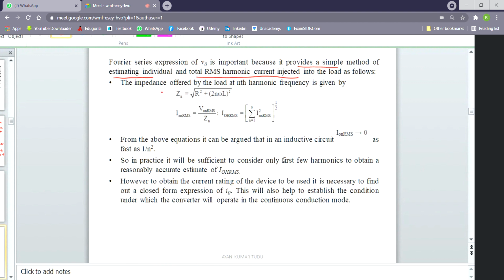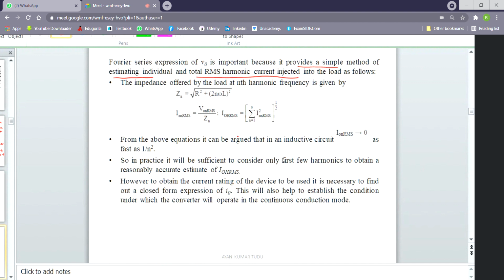So what is the impedance offered by the load at the nth harmonic frequency? The impedance offered by the load at the nth harmonic frequency is given by the expression Zn equal to root over of R square plus (n omega L) whole square. And I_n RMS equal to V_n RMS by Zn. And the RMS value of the current, I RMS, is equal to the root of the summation of n equal to 1 to infinity of I_n RMS square.